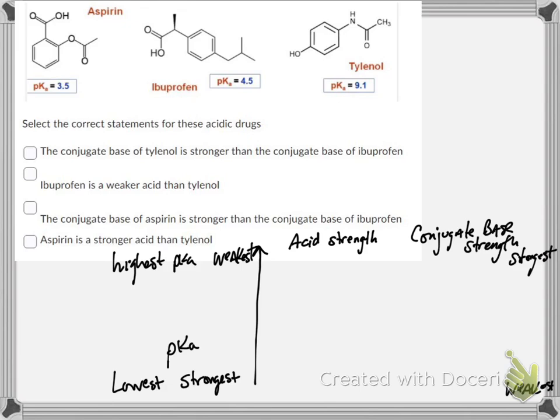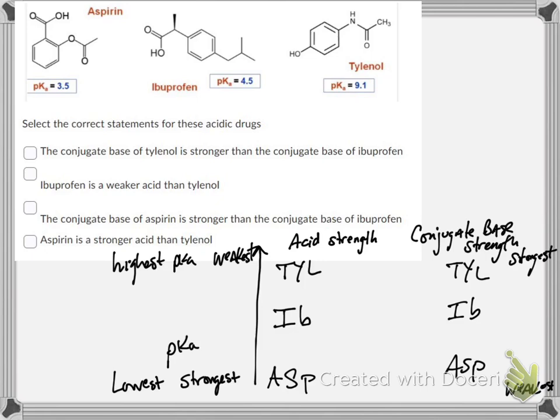So if you're looking for a property that does scale with pKa, meaning the lower it is, the weaker it is, the higher it is, the stronger it is, that occurs on the conjugate base side. So if we rank these, we see Tylenol is the weakest acid with a pKa of 9. The strongest acid is aspirin at 3.5. So the lower the pKa, the stronger the acid. So this also means that the strongest conjugate base is Tylenol and the weakest conjugate base is aspirin.